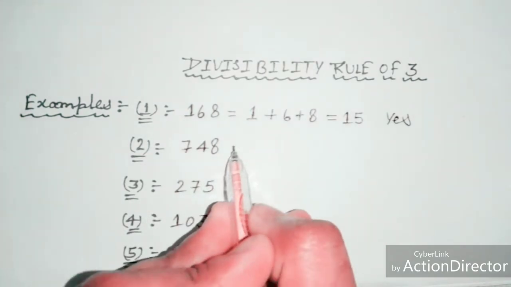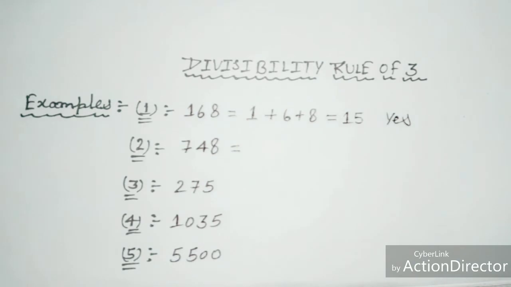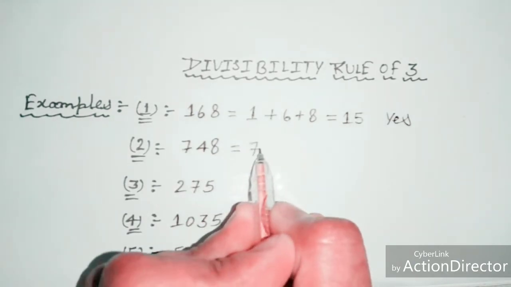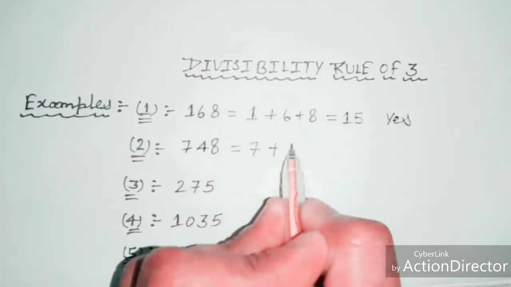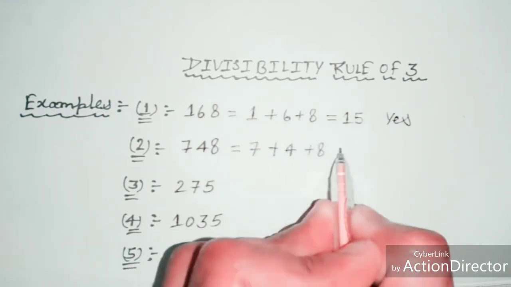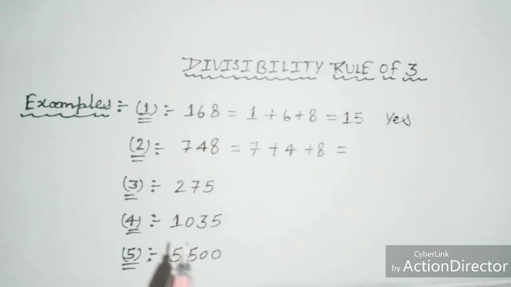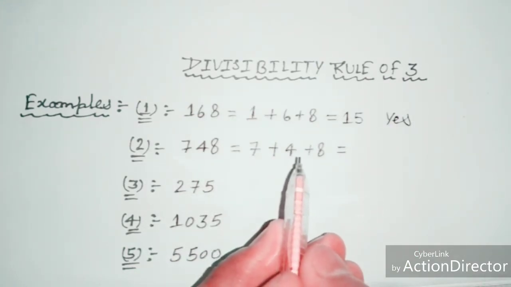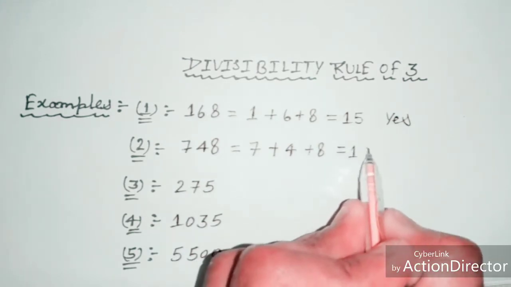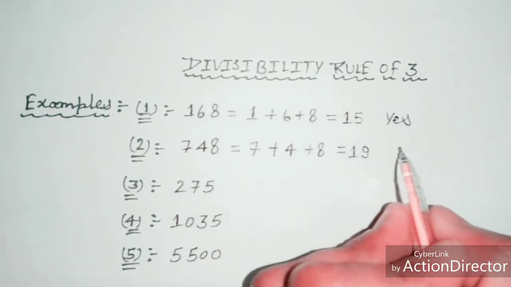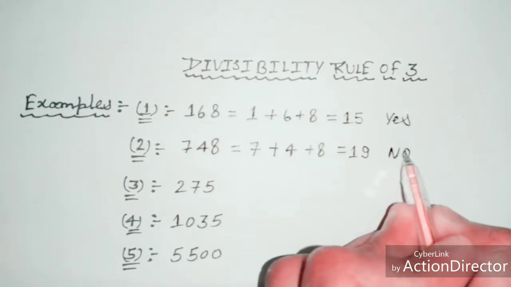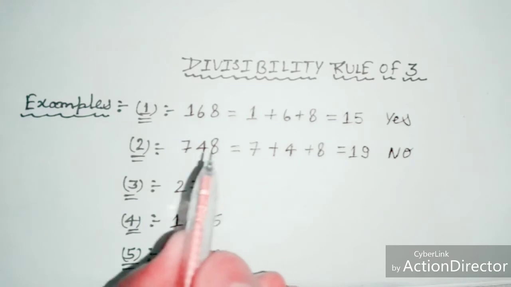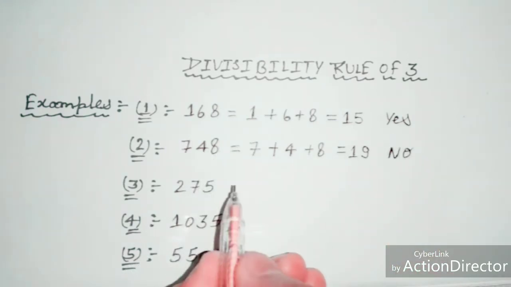Example number 2, 748. First we add all three digits, 7 plus 4 plus 8, and the sum of all these digits is 7 plus 4 is 11 and 11 plus 8 is 19, and 19 is not divisible by 3, so we say no, 748 is not divisible by 3.